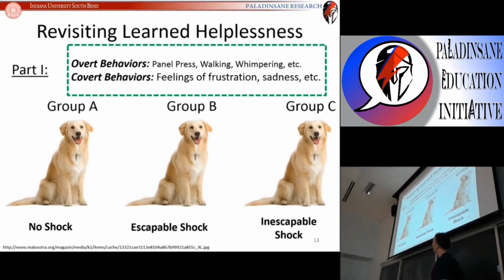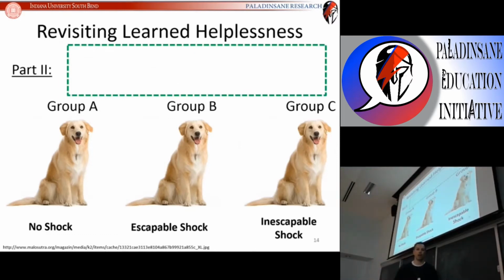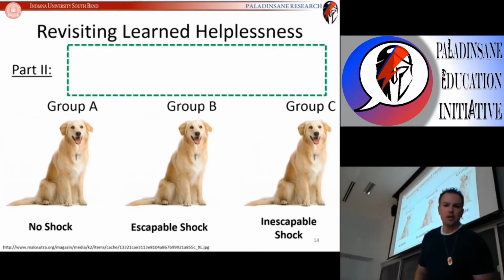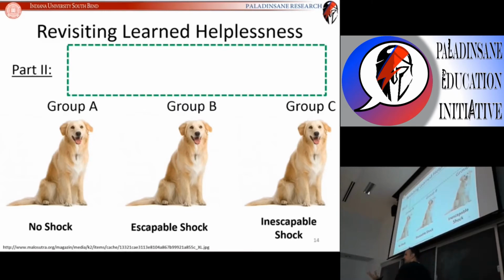All right, how about part two? We had some overt behaviors. What might have occurred in part two, things that we could observe? The hurdle jump was the one that definitely occurred. Other things? Dogs from group C not jumping? I guess not jumping could be considered an overt behavior.